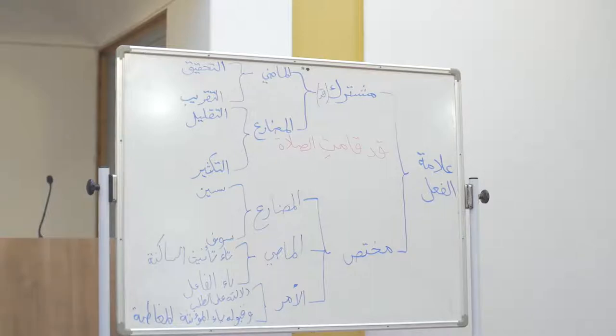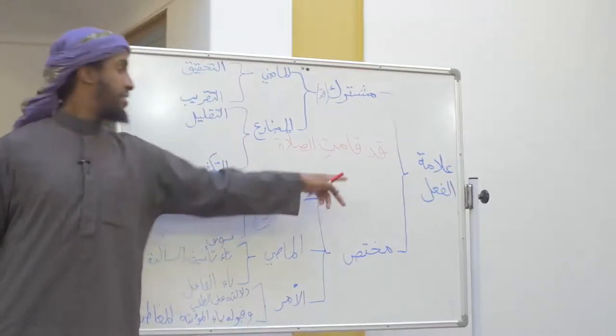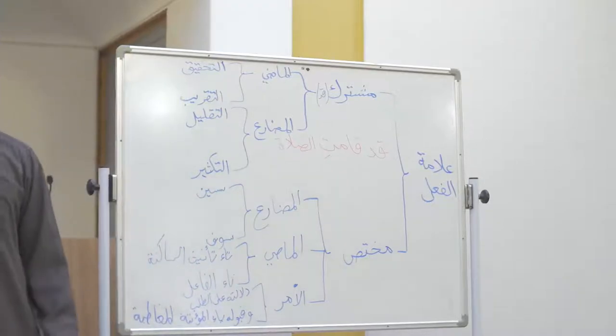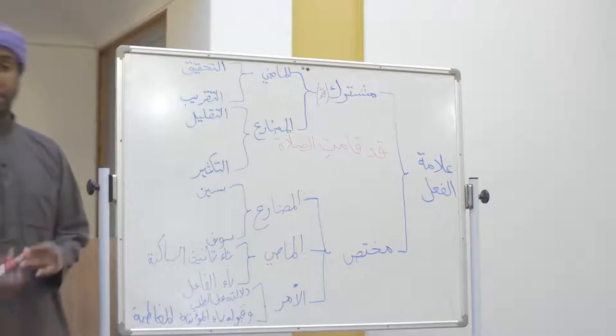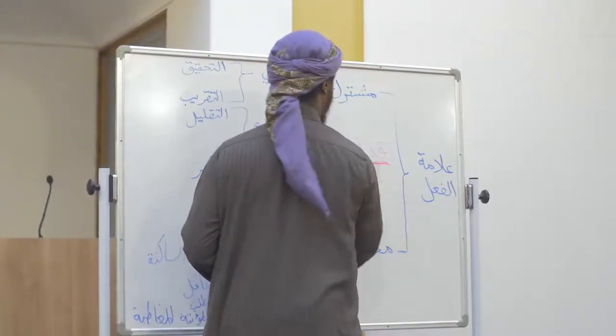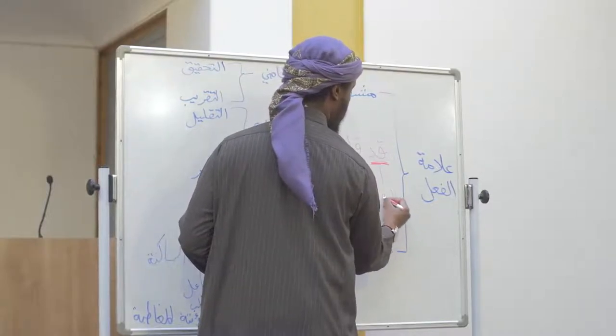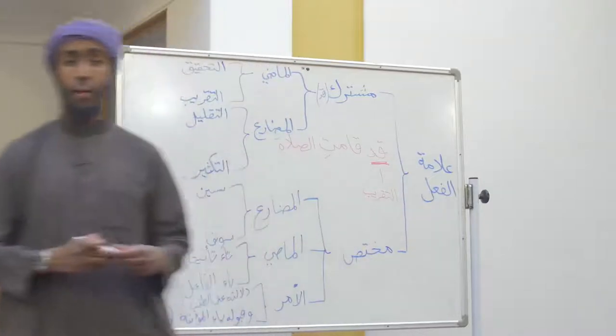So when the Muadhin says قَدْ قَامَتِ الصَّلَاةِ, he means قَدْ قَرُبَ وَقْتُ الصَّلَاةِ, the time of the prayer has come close. Are we all together on that? قَامَتِ here is a madi, right? So the qad is used here. What does the qad mean here? It shows taqrib, that the time of the prayer is close.